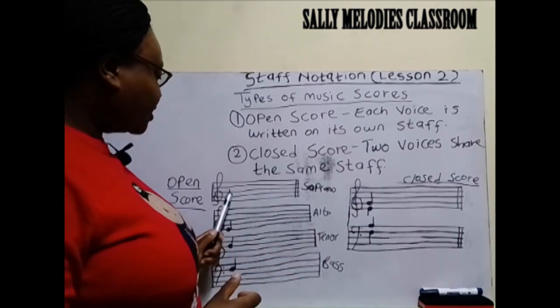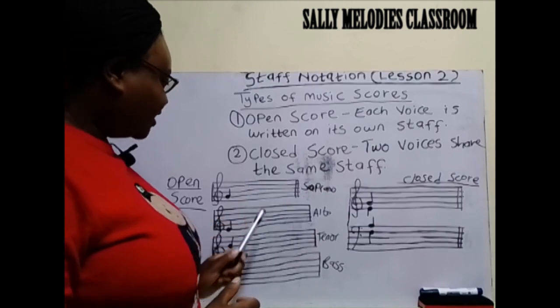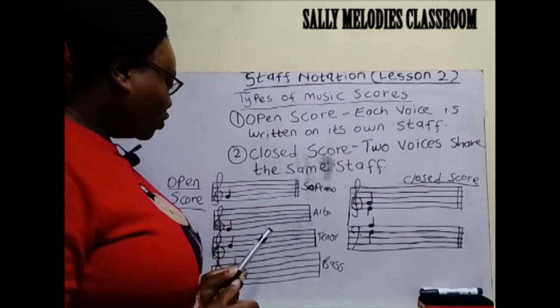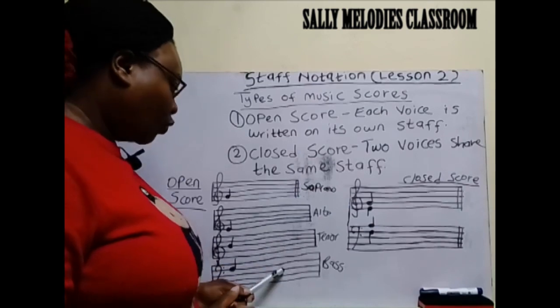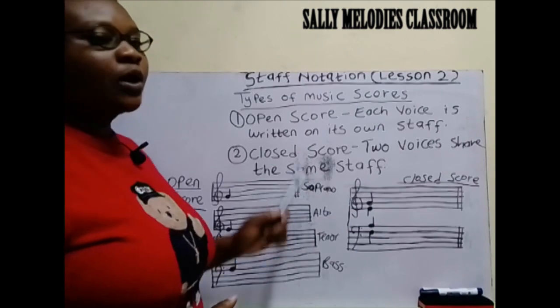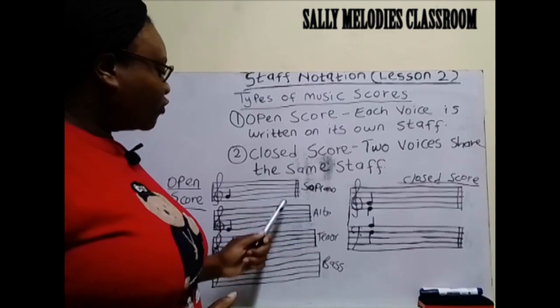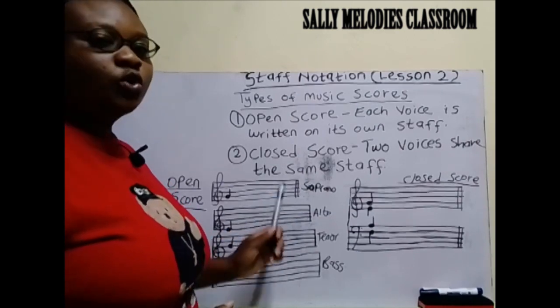The sopranos are using this staff, the altos are using staff 2, the tenors are using staff 3, and the basses are using staff 4. That is what we call an open score. Every voice is independent on its own staff.